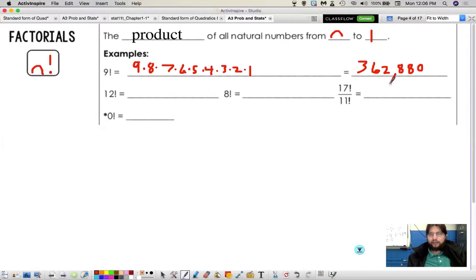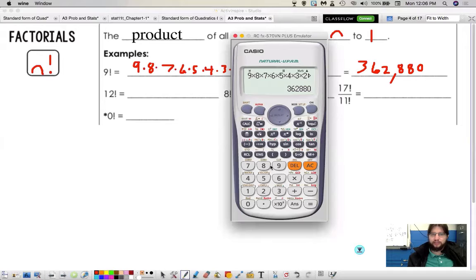Now this particular calculator that we use has the factorial symbol: shift and the inverse button. Same result. Now it's important to note that 0 factorial is actually 1. Okay, so that's defined as 1.